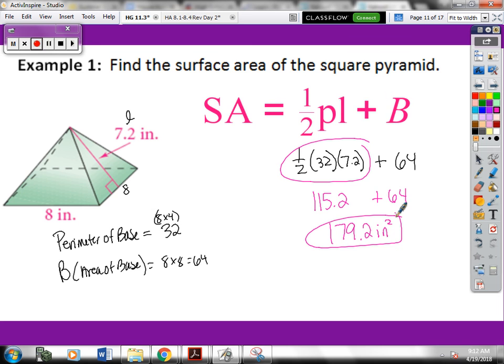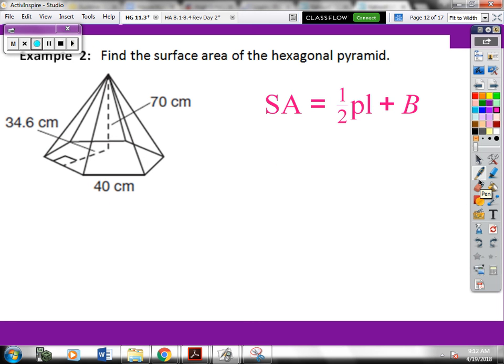Okay, number 2 gets a little bit harder, and that's going to be because we don't know the slant height. And the base is a regular polygon, which means we're going to have to use like 1/2 ANS. So let's start off with the formula. What would the perimeter of the base be? 240. One side like this, 40, and we have 6 of them.